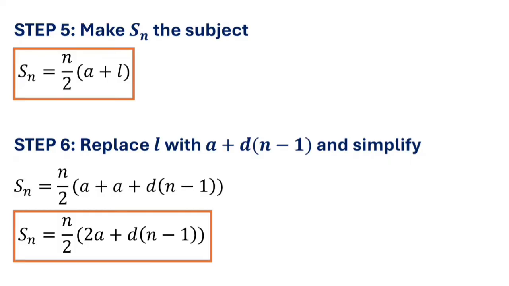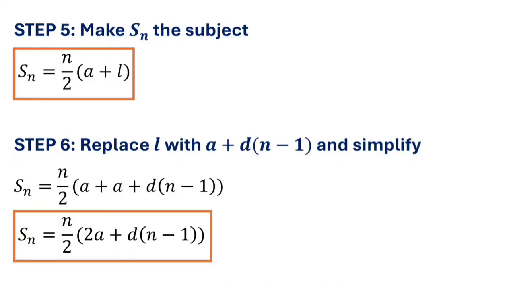We can further expand on this formula to get the main formula for the arithmetic series. So step 6 gets us there. It says replace L with A plus D into n minus 1. Now, we need to understand this. Why exactly do we replace L with A plus D into n minus 1?